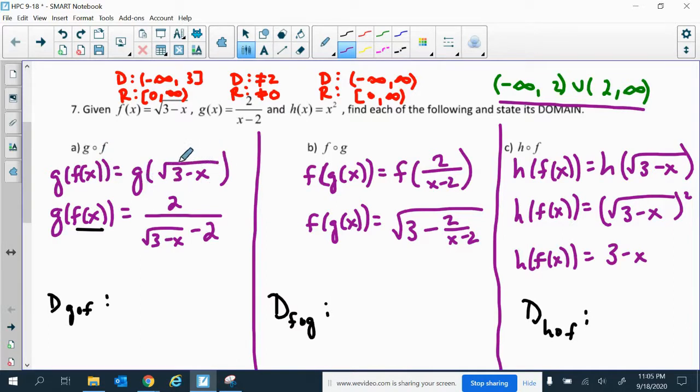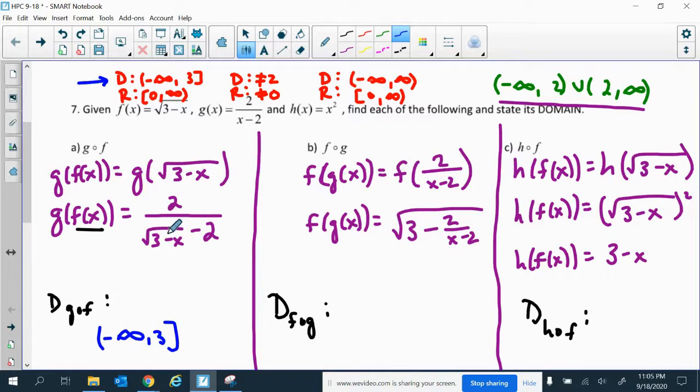So now if we take a look at g of f, it is g of root 3 minus x. So I'm going to take root 3 minus x and sub it in for where x is in this function, and this is kind of what it looks like. So now my objective is, what is the domain of this? Well, I know that it is at least as restrictive as the domain of f. So it can't be any bigger than negative infinity to 3.